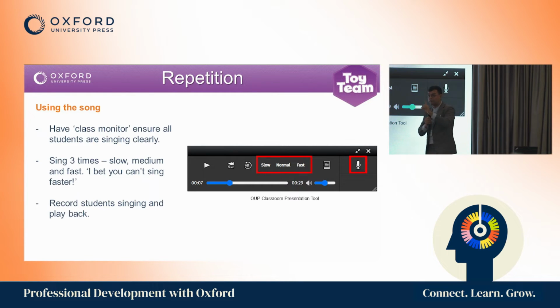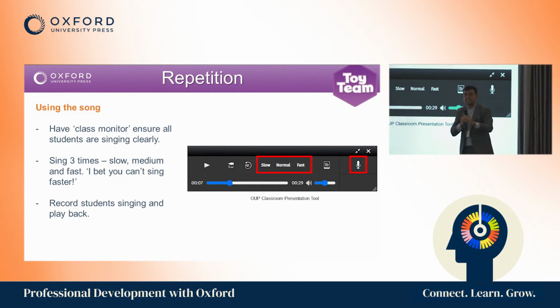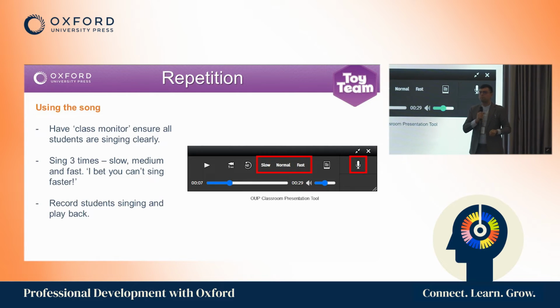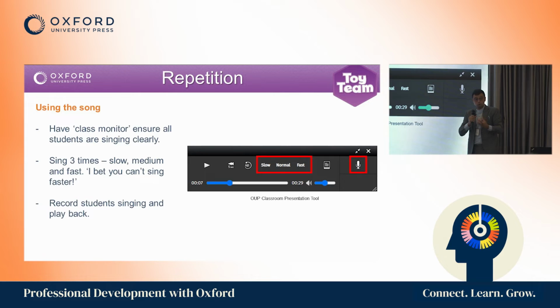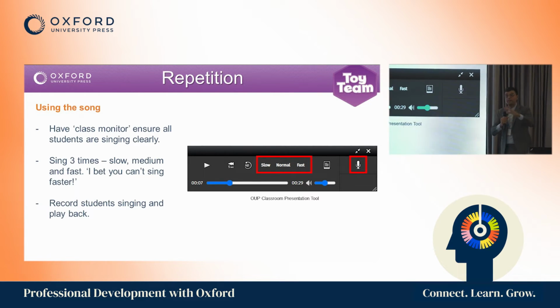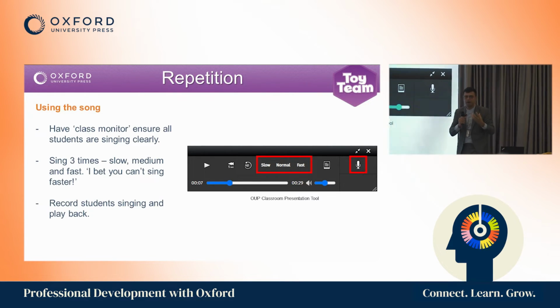Their job is to go around and make sure everyone is singing clearly, no one is just mumbling like that, enunciating the words properly. That is their job. They are my sidekick, my helper. I might get Archie to ask them to do their job, or you can make a little badge, however you want to do it. And then on the classroom presentation tool that you get with OUP products, you can sing the song 3 different times. You have slow, medium, and fast.